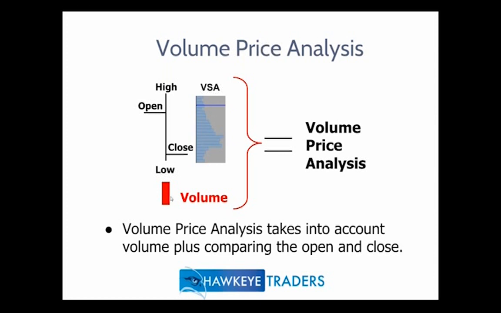If we color code this as white, Hawkeye says that there is a normal distribution. So the volume over that bar is very evenly distributed. Your open and close are very close to each other, or they're very close to the middle of the price bar. There's usually no demand on price to go one direction or the other. So we call those neutral volume bars.